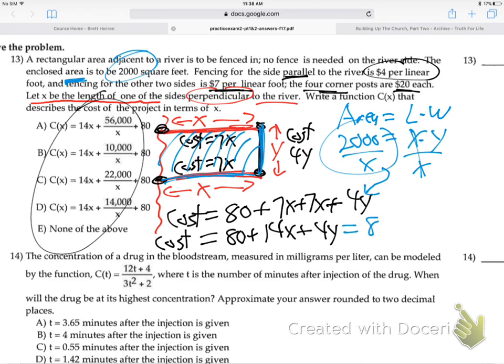So you get, well, let me write it like this. So you get 80 plus 14x plus 4 times y. And what is y? 2,000 over x. Everybody see that? This is y right here. 80 plus 14x plus 4 times 2,000 over x. So if you look at the answers, it's none of the above. It's not there. That good? I better keep moving.